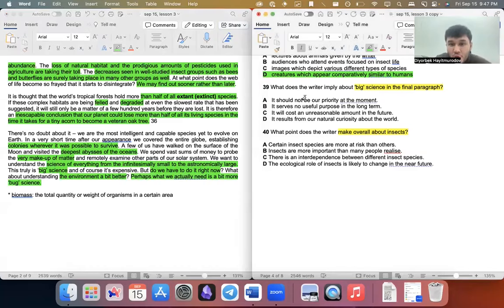He's saying it should not be our priority at the moment. Do you like this answer? Yeah, I like answer A. I like answer A because big science should not be our priority. Our priority should be bug science. It serves no useful purpose in the long run. Well, it didn't tell us it's useless. It will cost an unreasonable amount in the future. Well, we know it's already expensive, but they didn't say it's expensive in the future. Mujalol, it didn't say it's expensive in the future. It's still expensive.